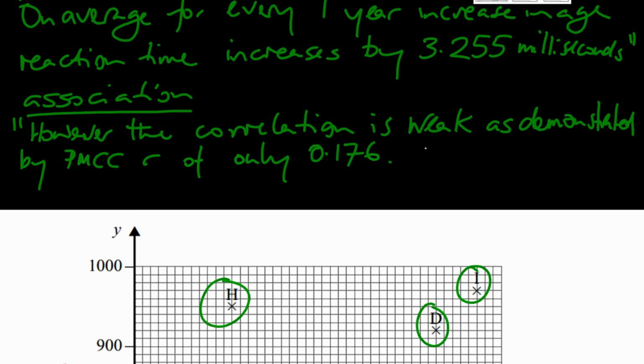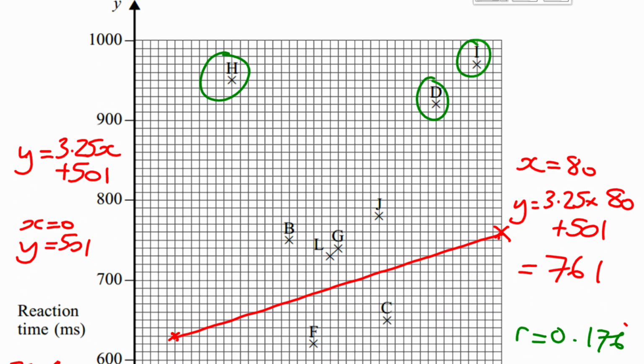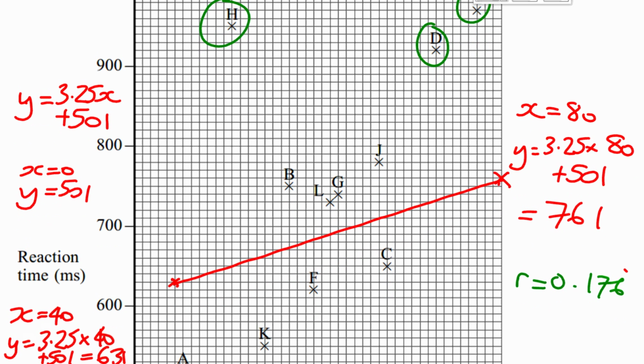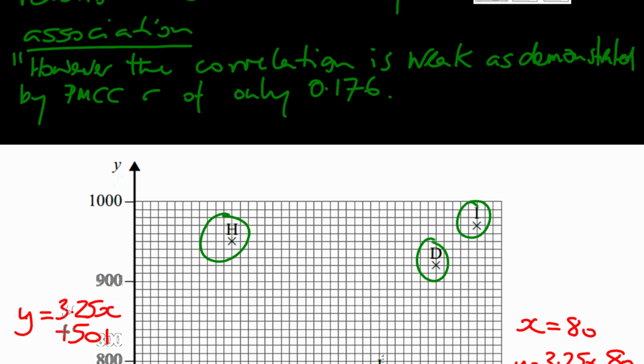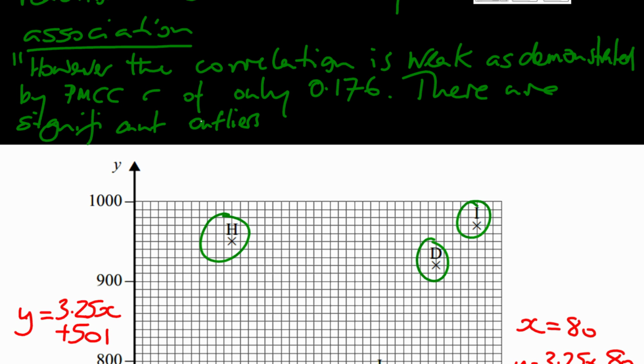Okay, and here, just going back to the graph, I think we would want to know what's doing that. We'd say they are significant outliers. Significant outliers, that is, far away from the regression line in the data.